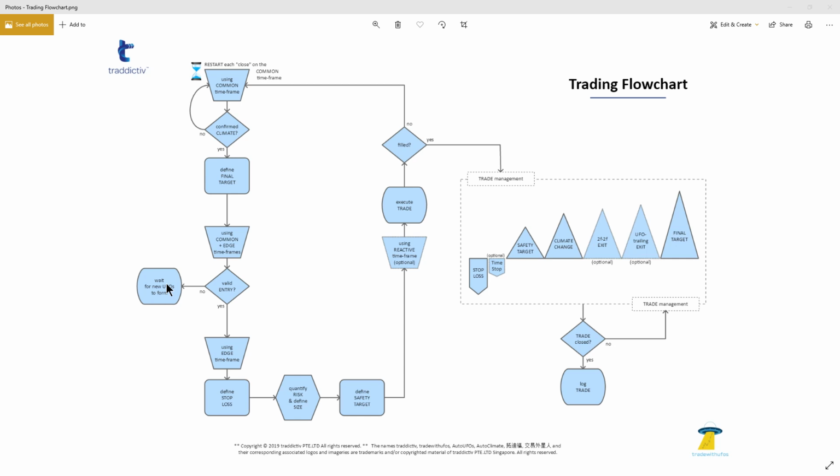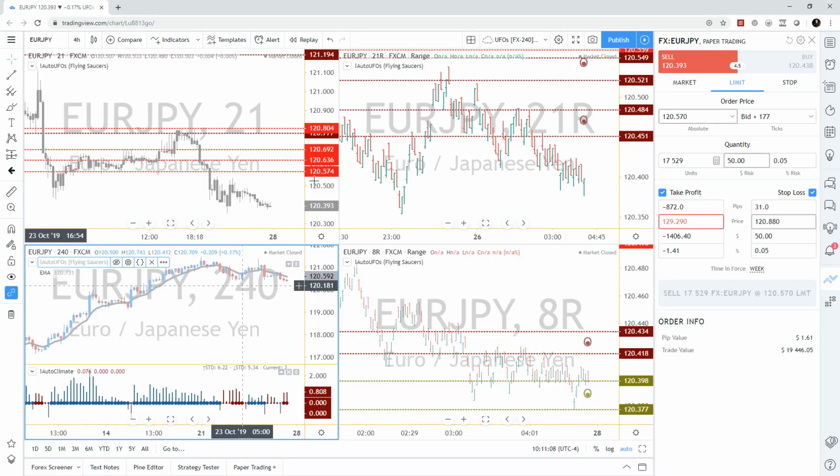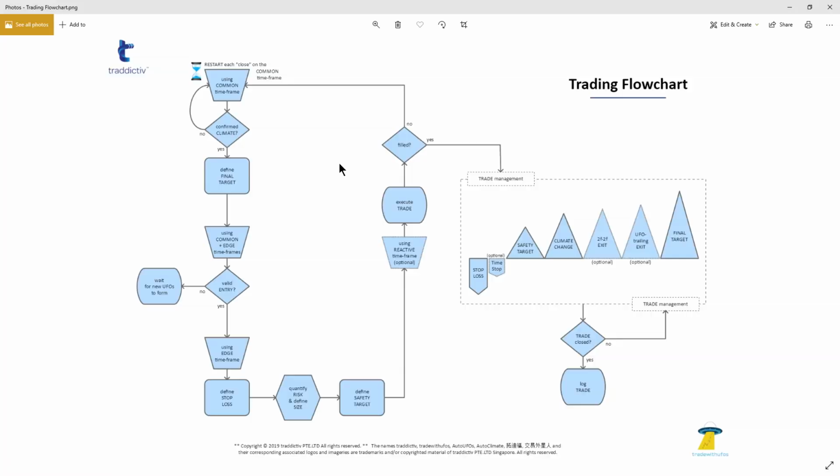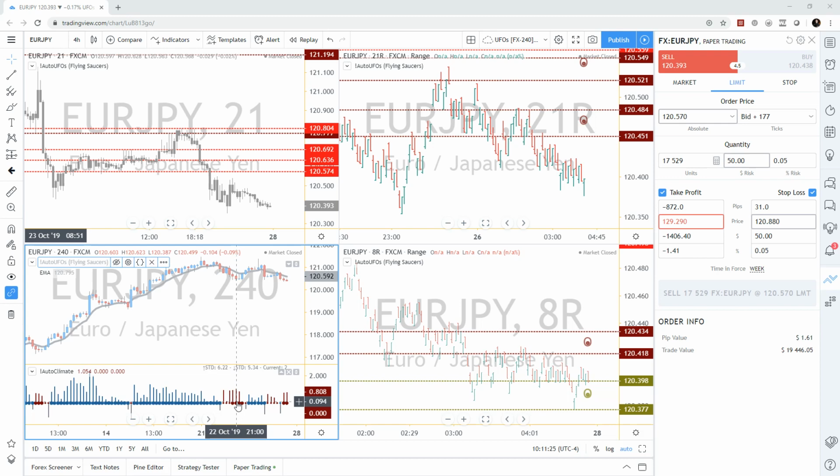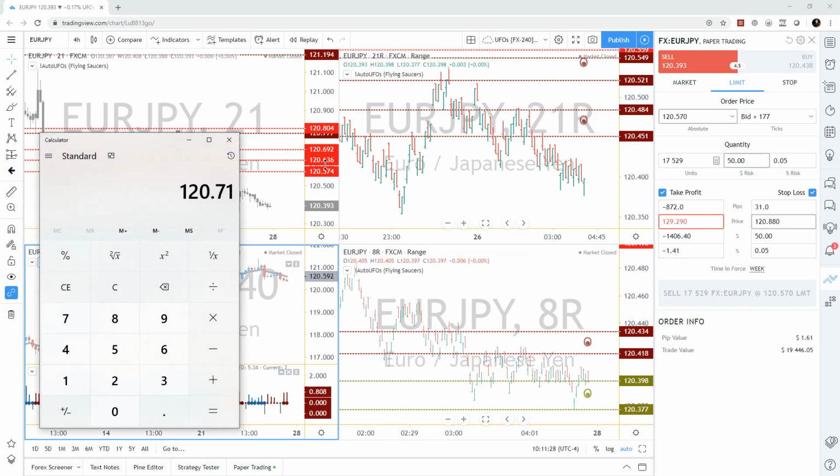What else? So now you look for the entry. The entry is that UFO right here. Again, let's pretend that the ones on the top, which are messing us up, don't exist. So what would you do? You would go for the next step, which is setting the stop. The stop would be located at 120.71, which is 64 plus 5 for the stop, plus 2 for the buy order. That's 71. Now, once you got that, what is next?